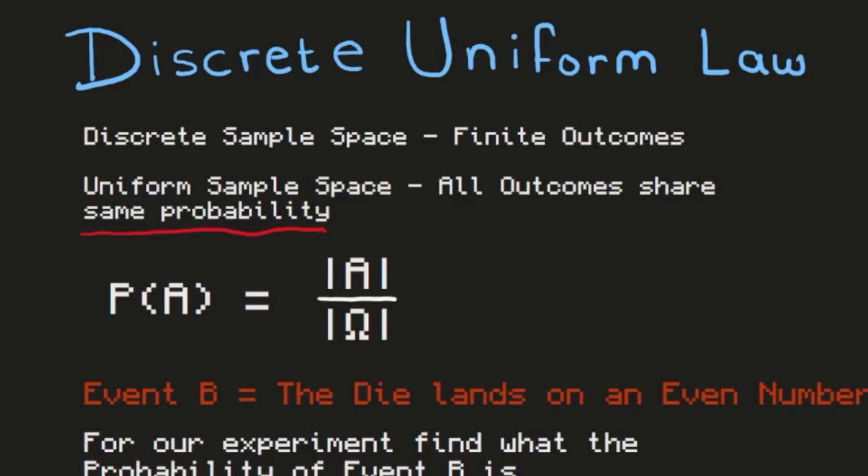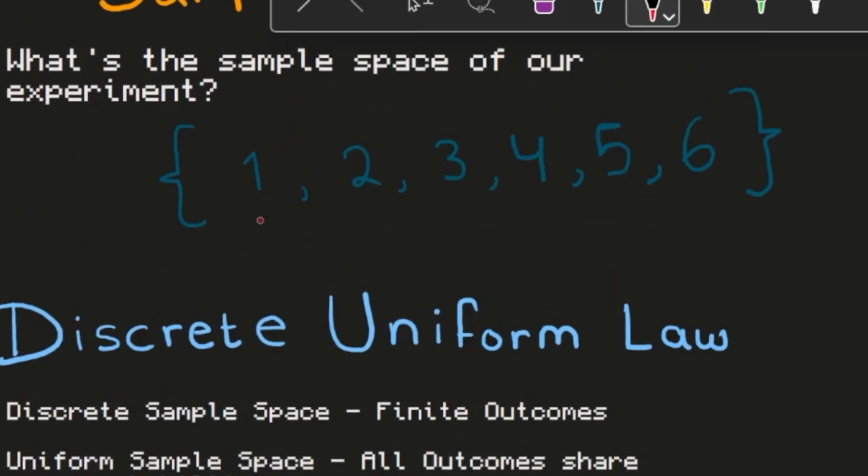Here in our die example, our sample space is both discrete and uniform. It's discrete since we have only 6 possible outcomes, and it's uniform since the likelihood of rolling a 1, 2, 3, and so on is the same. There are 6 outcomes, and the likelihood of one of those outcomes happening is 1 over 6.